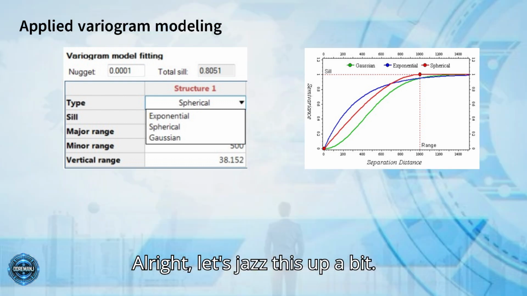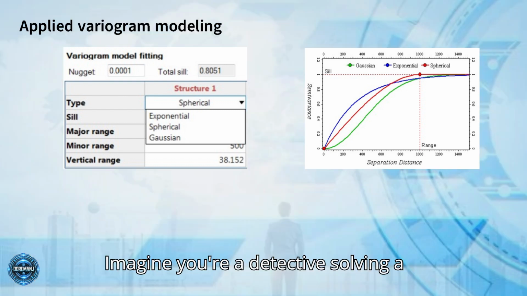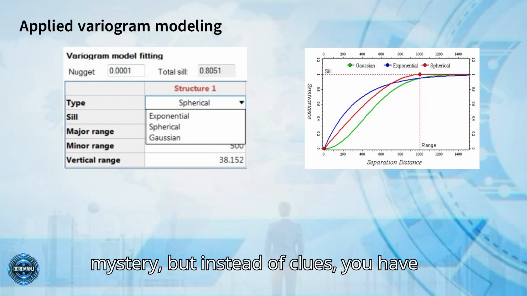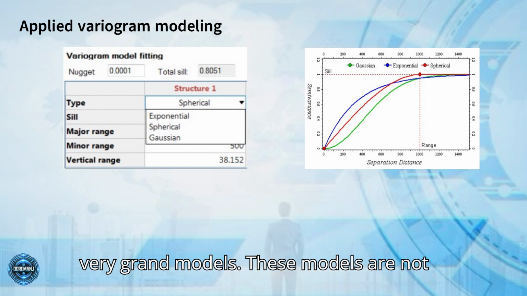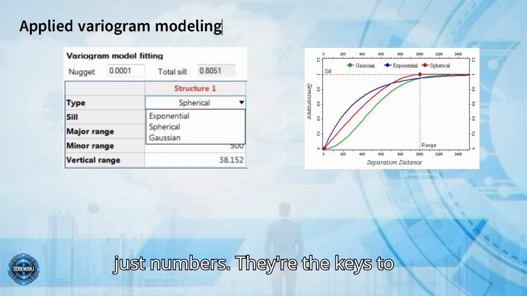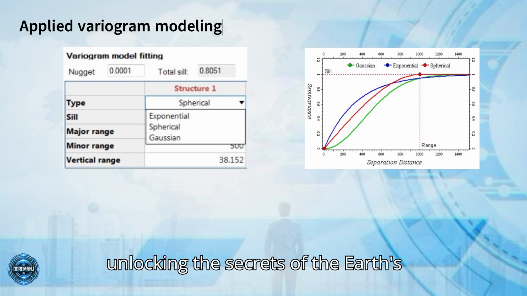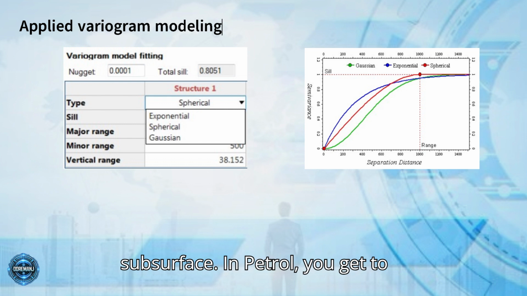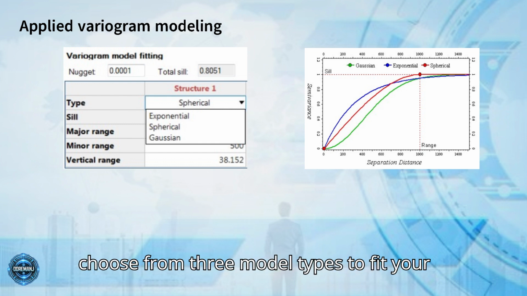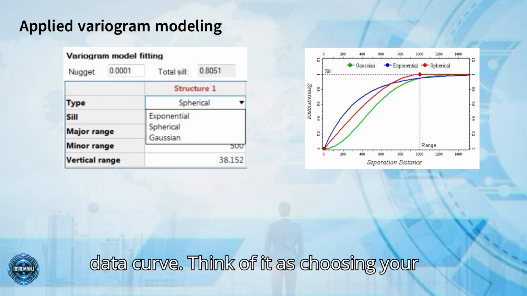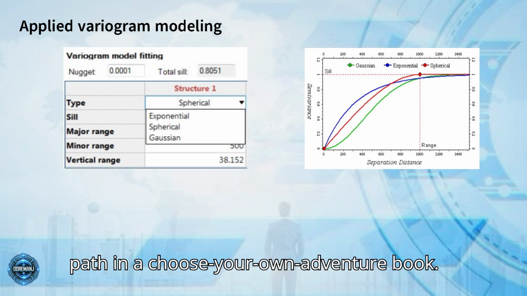All right, let's jazz this up a bit. Imagine you're a detective solving a mystery, but instead of clues, you have variogram models. These models are not just numbers. They're the keys to unlocking the secrets of the Earth's subsurface. In Petrol, you get to choose from 3 model types to fit your data curve. Think of it as choosing your path in a choose-your-own-adventure book.